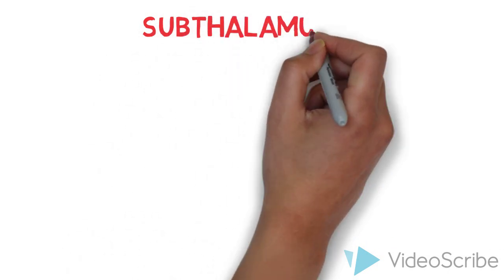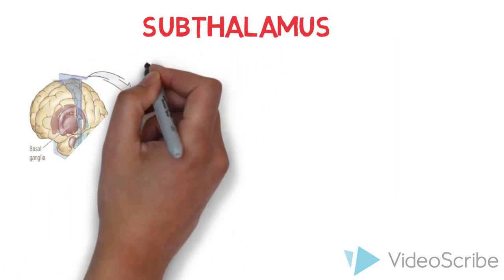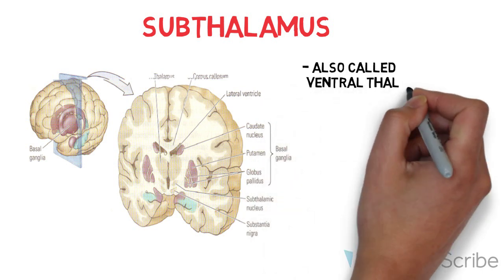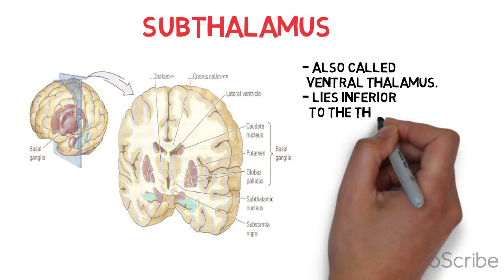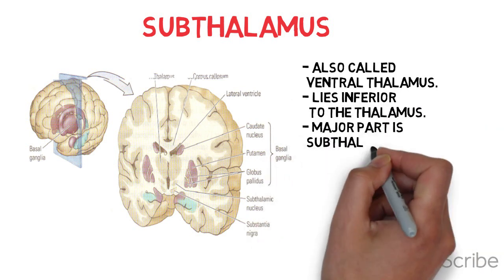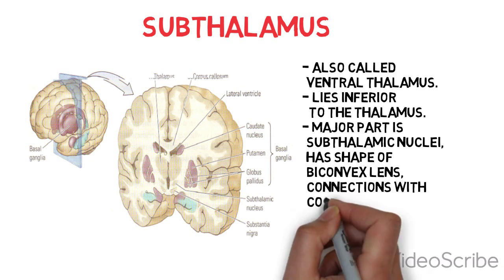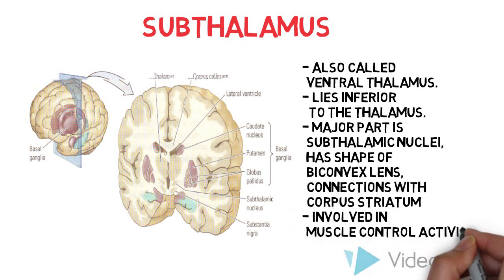Let's move on to the subthalamus, which is also called the ventral thalamus. It lies inferior to the thalamus. Its major part is the subthalamic nucleus, which has the shape of a biconvex lens and has important connections with the corpus striatum. It is involved in the control of muscle activity.